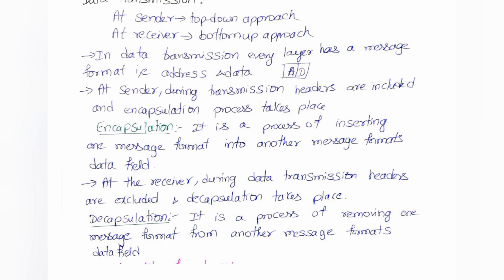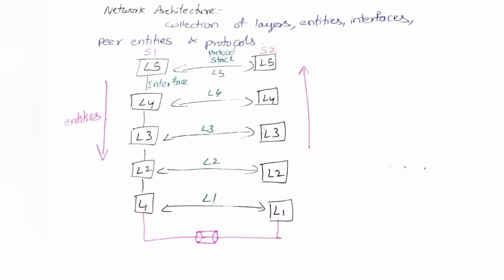So this is one of the real-time examples. At the receiver side, during the data transmission, headers are excluded and decapsulation takes place. So at the receiver side, after getting the information, the headers consist of the source and destination address, right?